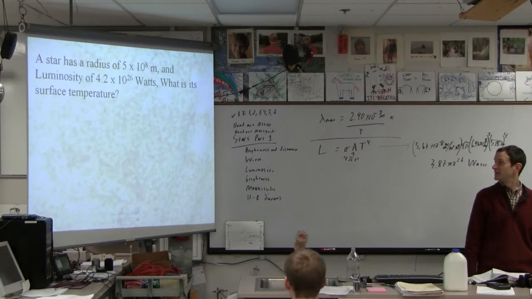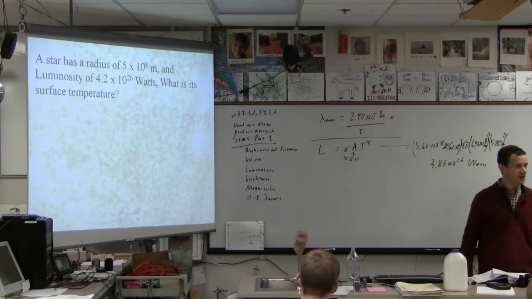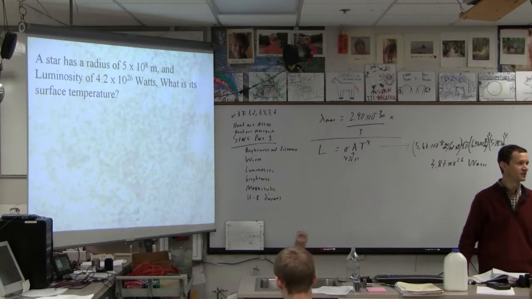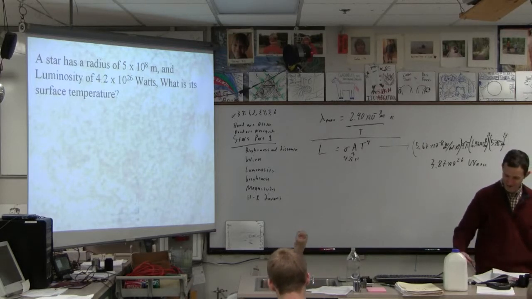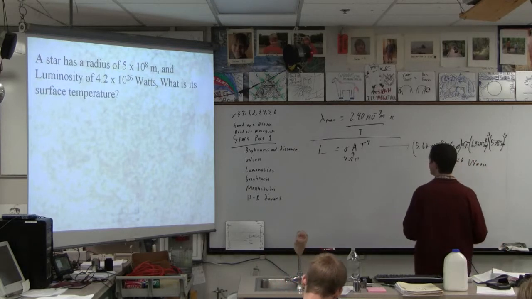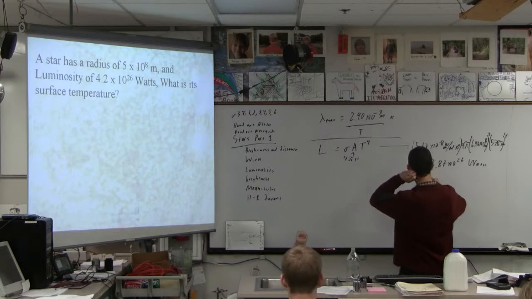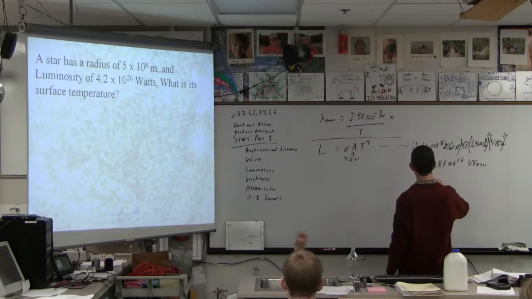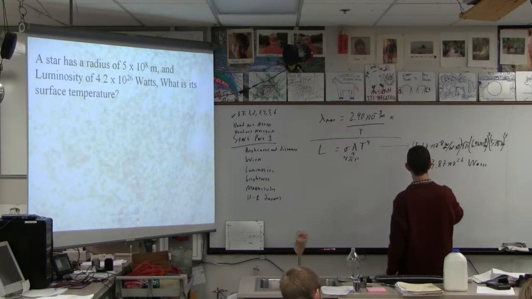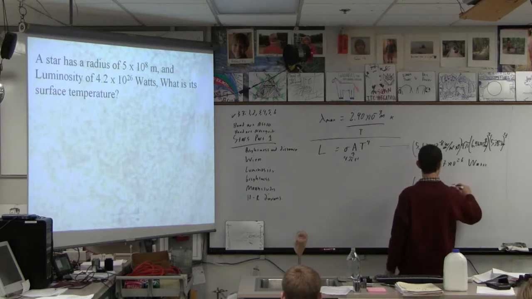Good. This one's like the hardest one. You have to take a quartic root or something like that. That's right. I did something wrong. Okay, so L, no, that's not the right answer. So luminosity over sigma times area raised to the 1/4 power is T, right?